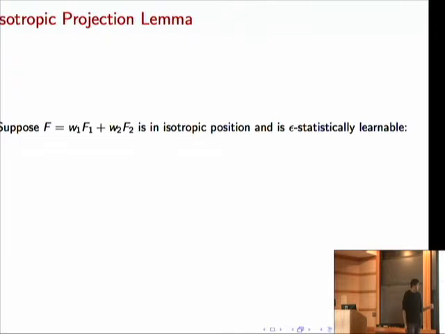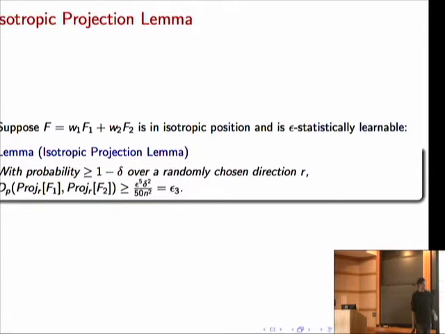And let me give you the formal statement. So F is in isotropic position. It's very important that it be in isotropic position, because one can think of isotropic position as weighting different directions when you project randomly in such a way that you actually can separate the two Gaussians. So suppose F is in isotropic position and it's epsilon statistically learnable. Then with probability 1 minus delta over a randomly chosen direction, the parameter distance between the two univariate Gaussians that we get in the projection is non-negligible. It's at least some fixed polynomial in epsilon and delta and 1 over n. And whatever this quantity is, I'll call it epsilon 3. And this will actually give you a hint as to how many problems we're going to need to solve to be able to solve the high-dimensional problem.